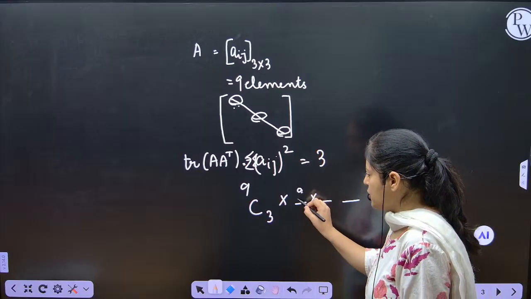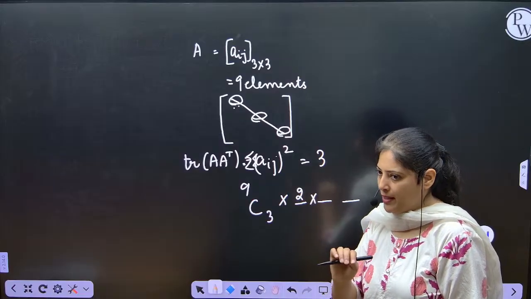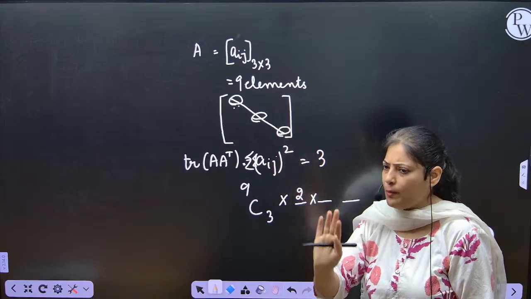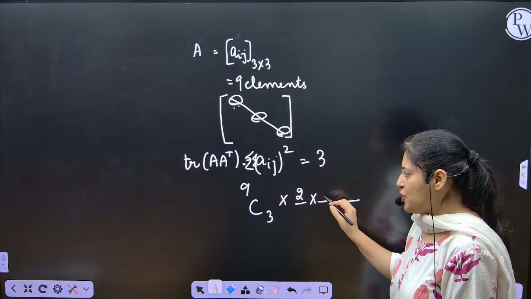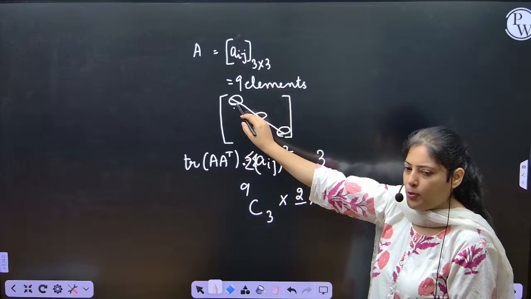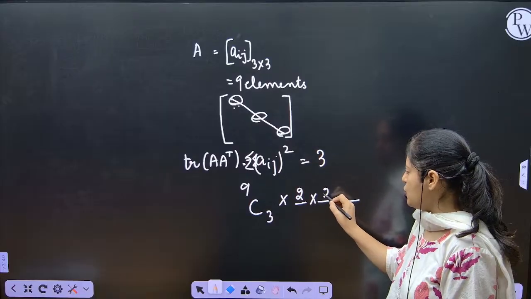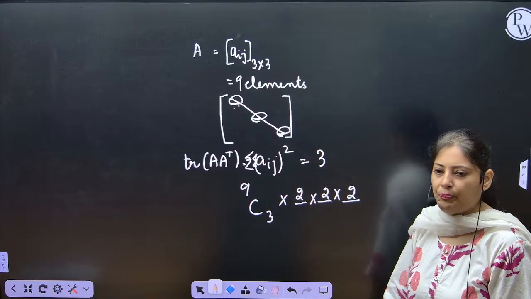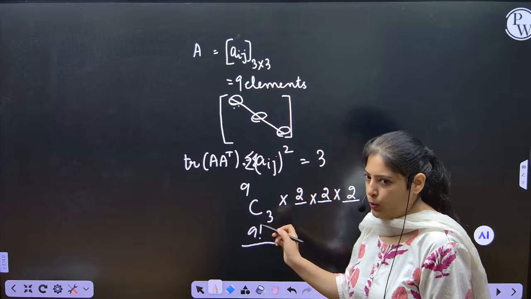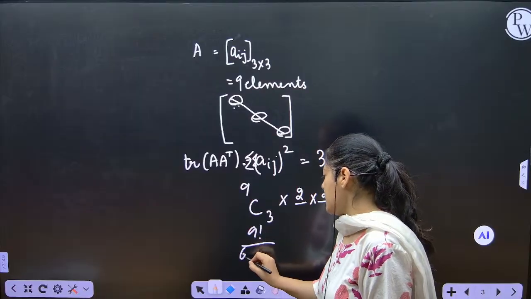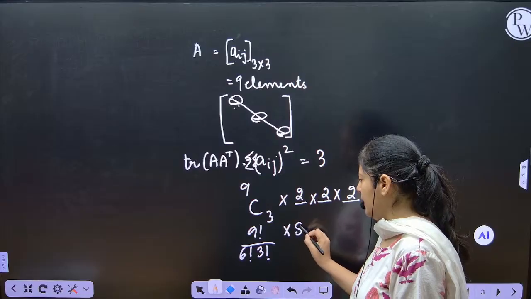Now for the first position, how many options are there? Two options, either 1 or -1, because anyhow -1 whole square will also come out to be 1 only. That's why I'm taking it. For the second position also two options, either 1 or -1. For this also two options. So 2 options into 2 options into 2 options. So I'll simplify this now: 9 factorial over 6 factorial and 3 factorial, and this is nothing but 2 cube, and 2 cube is nothing but 8.